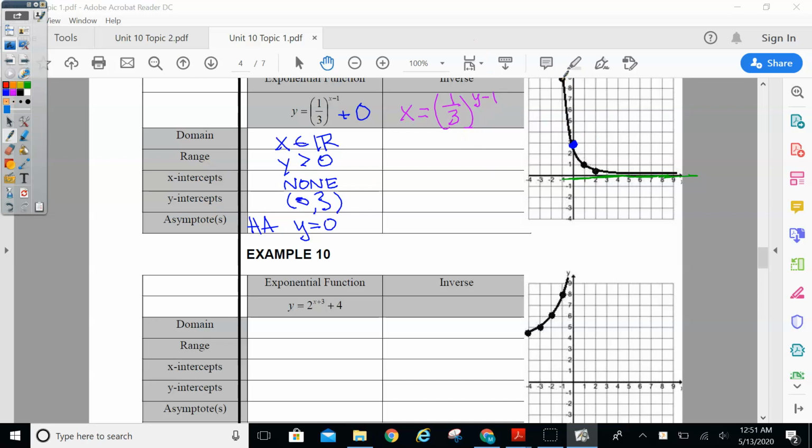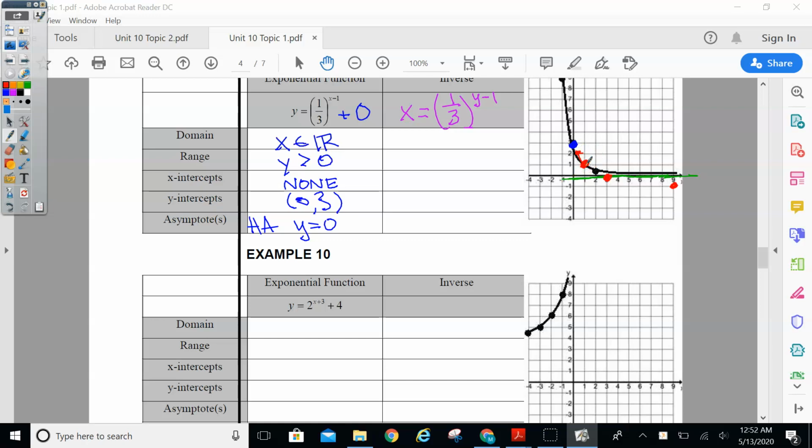Alright, so this point up here is at -1, 9. So when we flip it, it's going to go to 9, -1. This point is at 0, 3. So when we flip it, it goes to 3, 0. 1, 1 is going to stay there. And it looks like 2 is like 1/3 maybe. So 1/3 goes to 2.